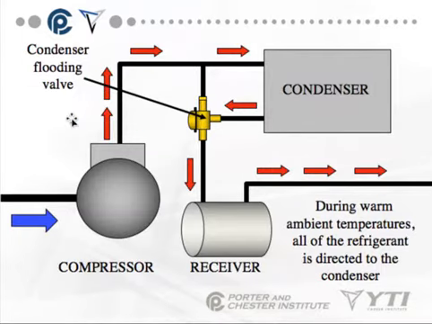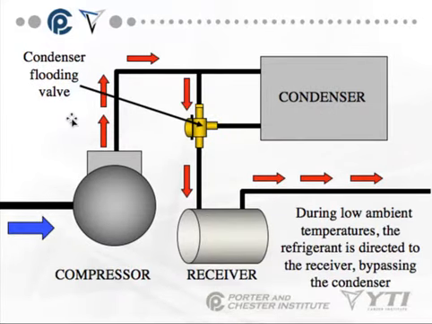This is an example of a condenser flooding valve. You see the three-way valve that's labeled condenser flooding valve? What we're basically doing is we're saying, okay, instead of taking everything to the receiver, I'm going to take some liquid refrigerant and I'm going to push it back towards the condenser. So this is in the closed position in a warm ambient temperature, like in the summer. Now, in a cool ambient temperature, what we're basically saying is, okay, we're going to bypass the condenser.